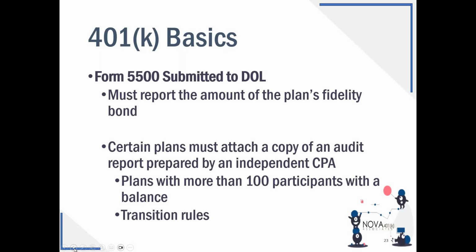Now, there are some transition rules with becoming a large plan. Your plan doesn't automatically become a large plan as soon as 100 participants with account balances is reached. You do have until there are 120 participants with account balances as of the beginning of the year. So once your plan is reaching that 100 mark, it is important to know that you might soon need to audit your plan.